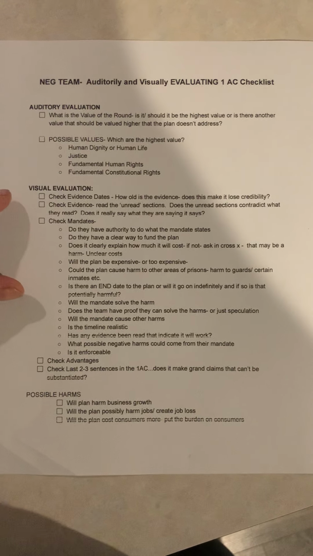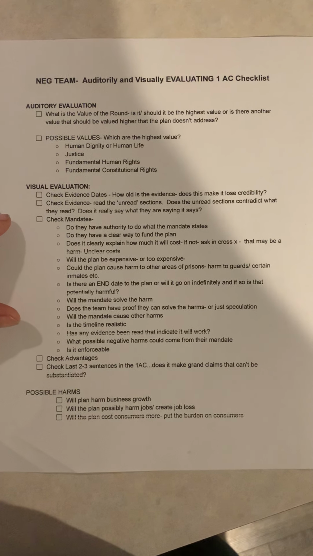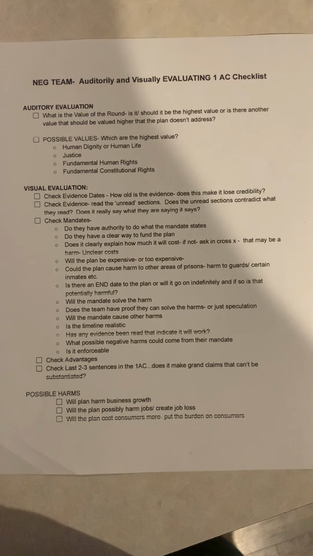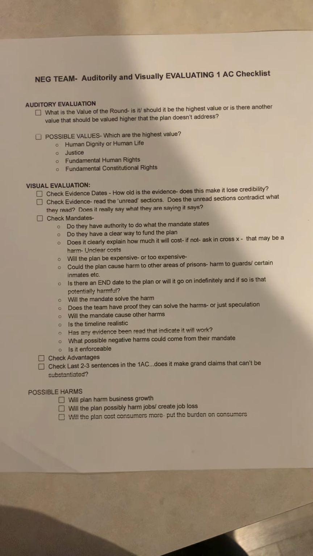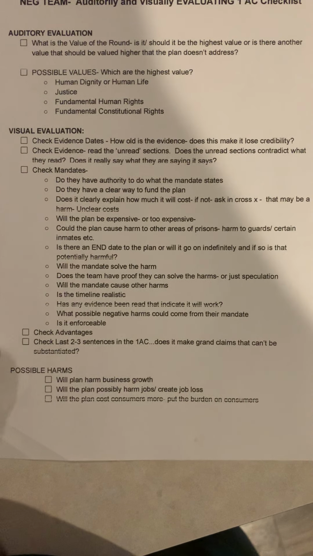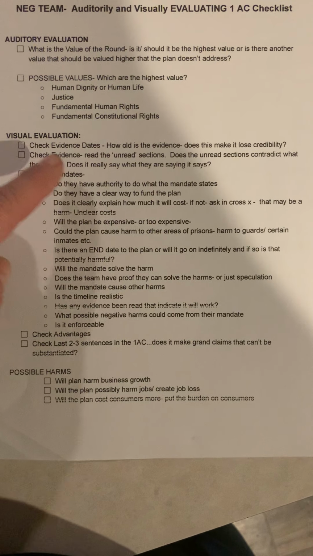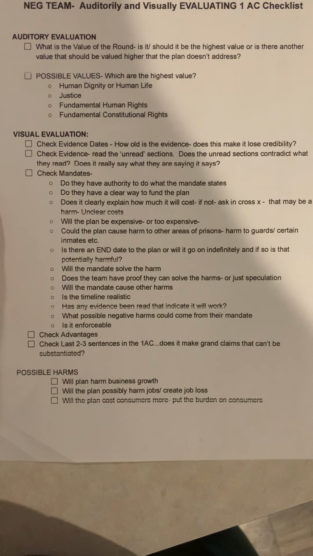Second, as soon as the affirmative team is finished reading their 1AC, the negative speaker goes up for cross-examination and should initially ask for a copy of the 1AC and pass it back to their partner. That partner would then evaluate it using this visual checklist. Check your evidence dates. Make sure you check the evidence and read the unread sections. Make sure it doesn't contradict.